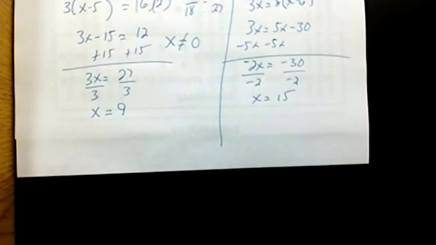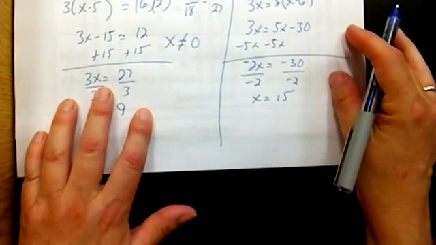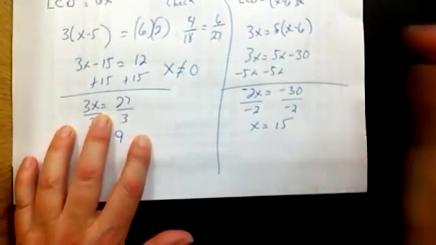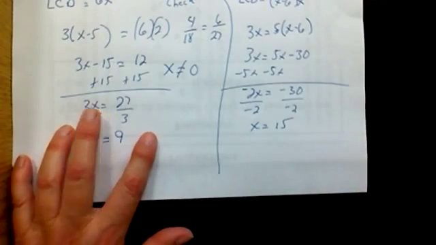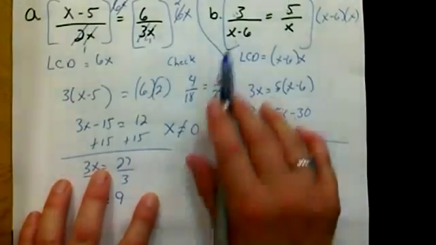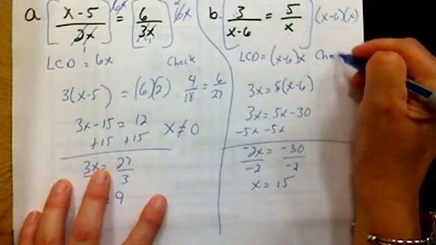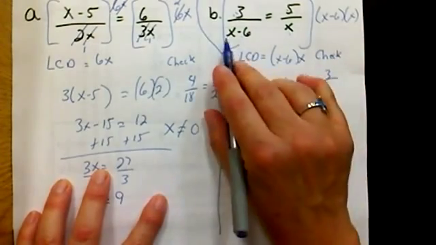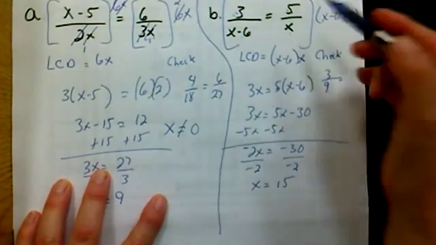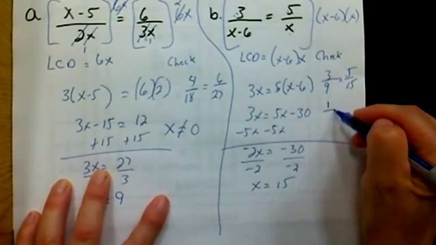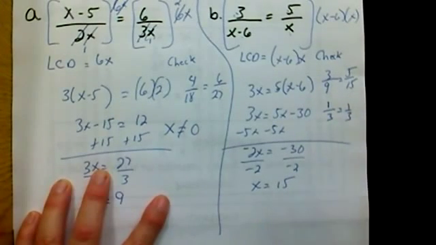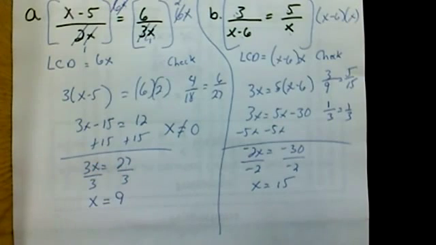And so 15 should end up making each side of this fraction come out correctly when we work with it. So that's the part that we end up having to take a look at. So if I plug 15 back in to check, I have 3 over 15 minus 6, which is 9, and 5 over 15. If I reduce both of these, I end up with 1/3, and I also end up with 1/3, so I know I've completed it and did it correctly.